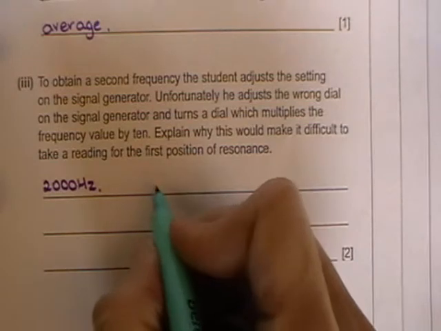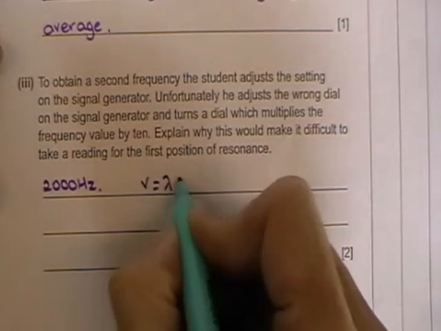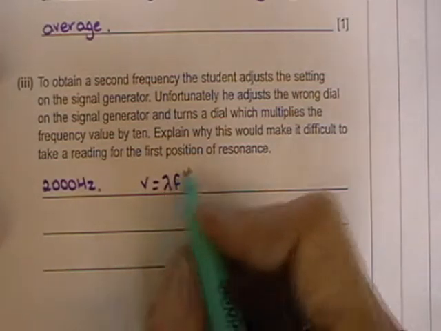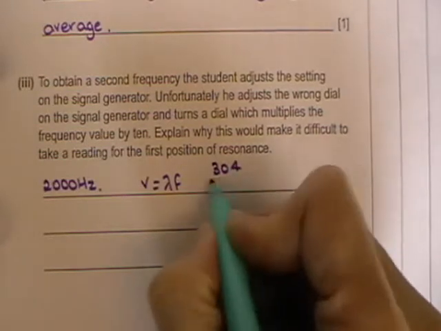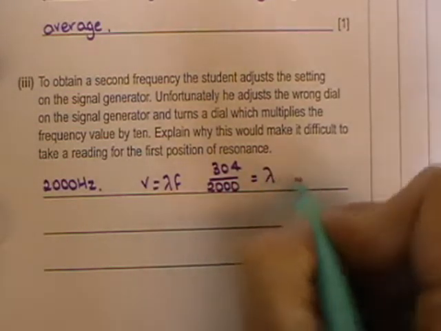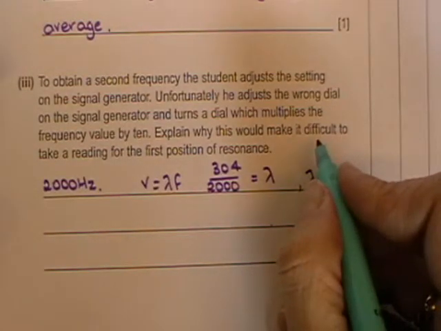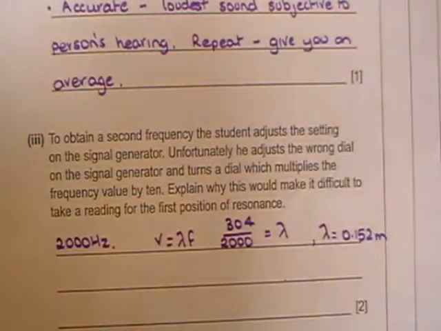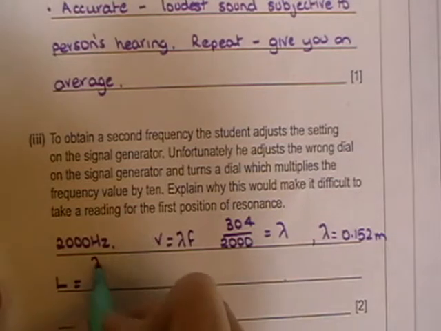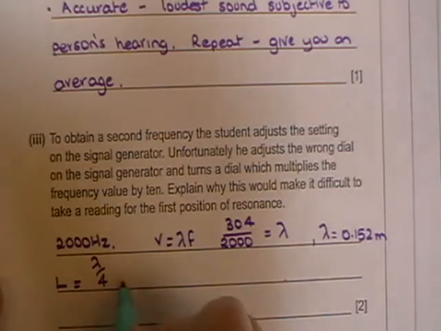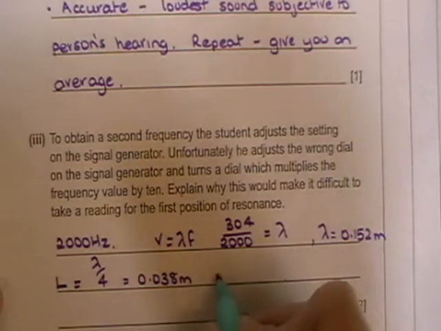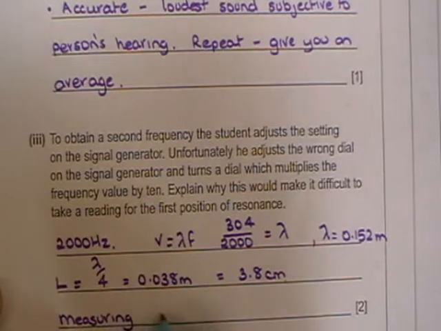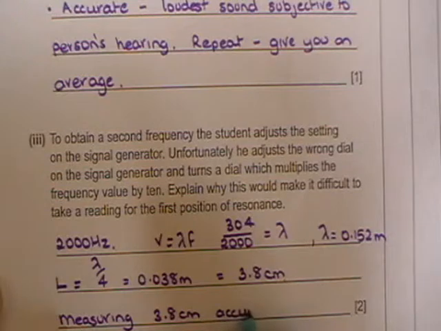And if we look at our equation, v equals lambda f, if you were getting that 304 speed of sound, and you divide that by 2000 to get a wavelength, your wavelength will be coming out there at approximately 0.152 metres. But that means the length of your tube, remember the length is lambda over 4, is only 0.038 metres or 3.8 centimetres. And to try to measure this 3.8 centimetres accurately is going to be very difficult.